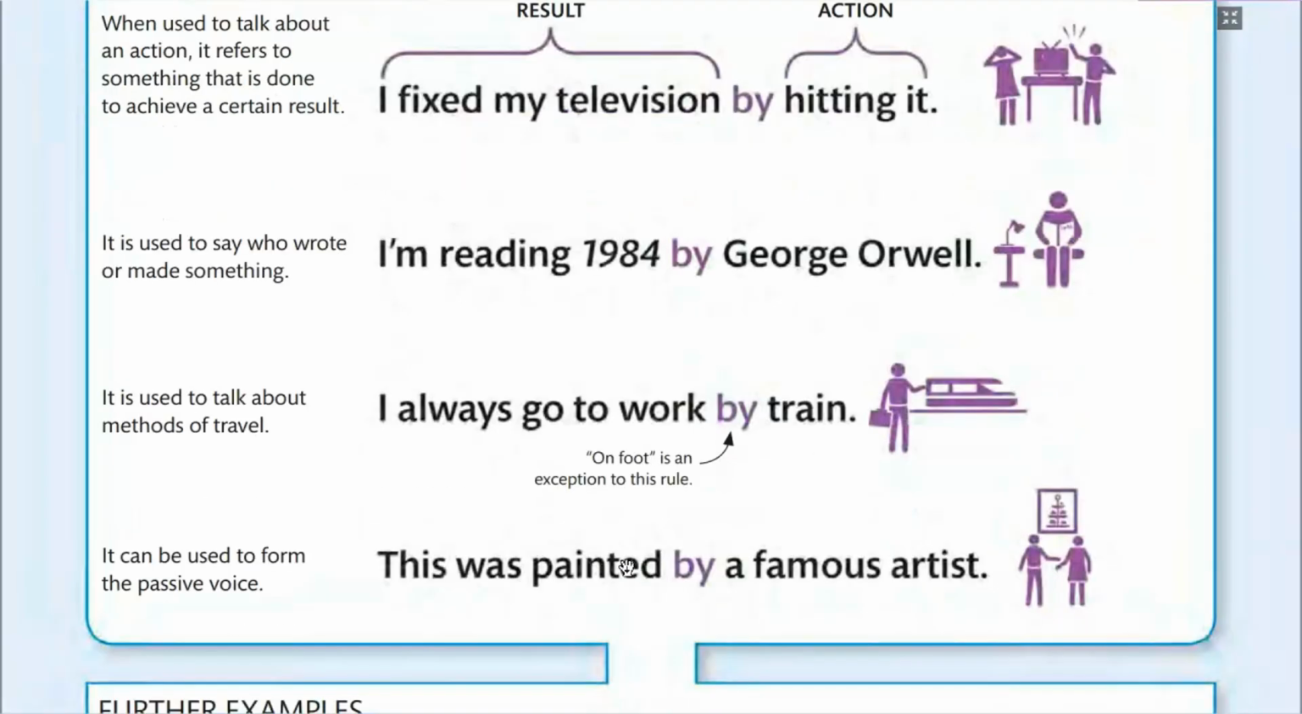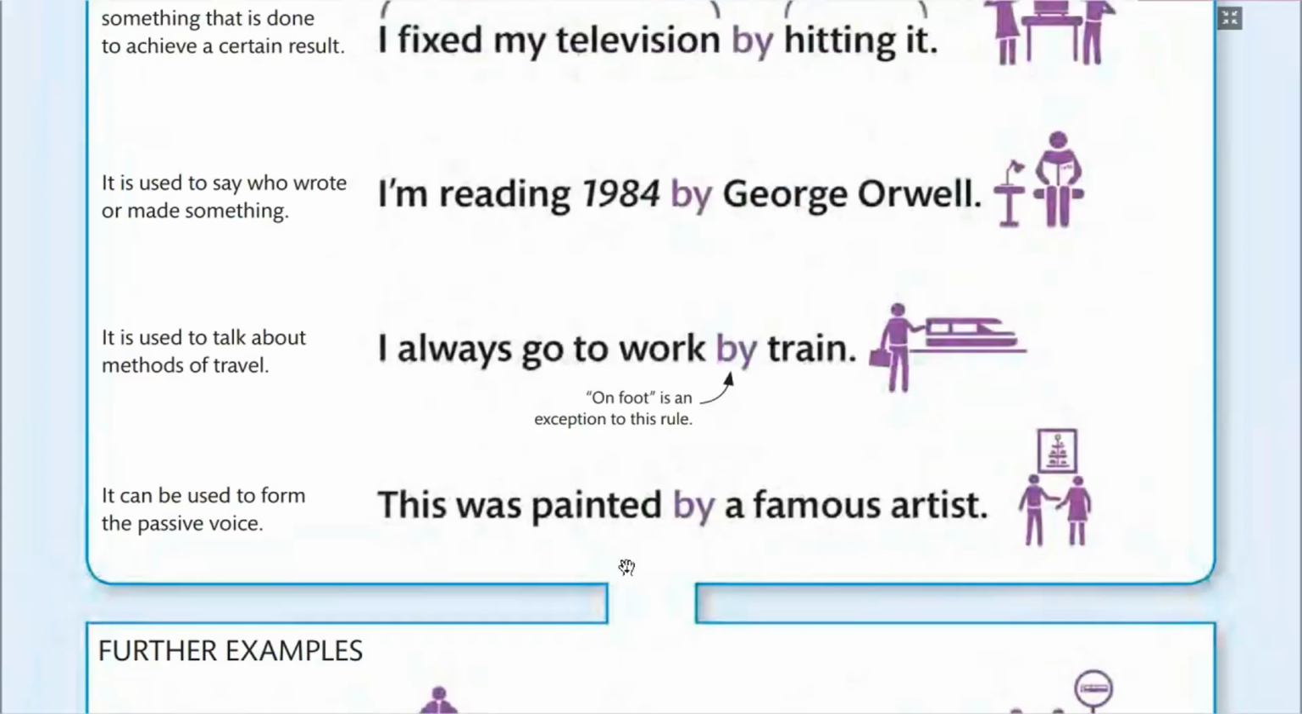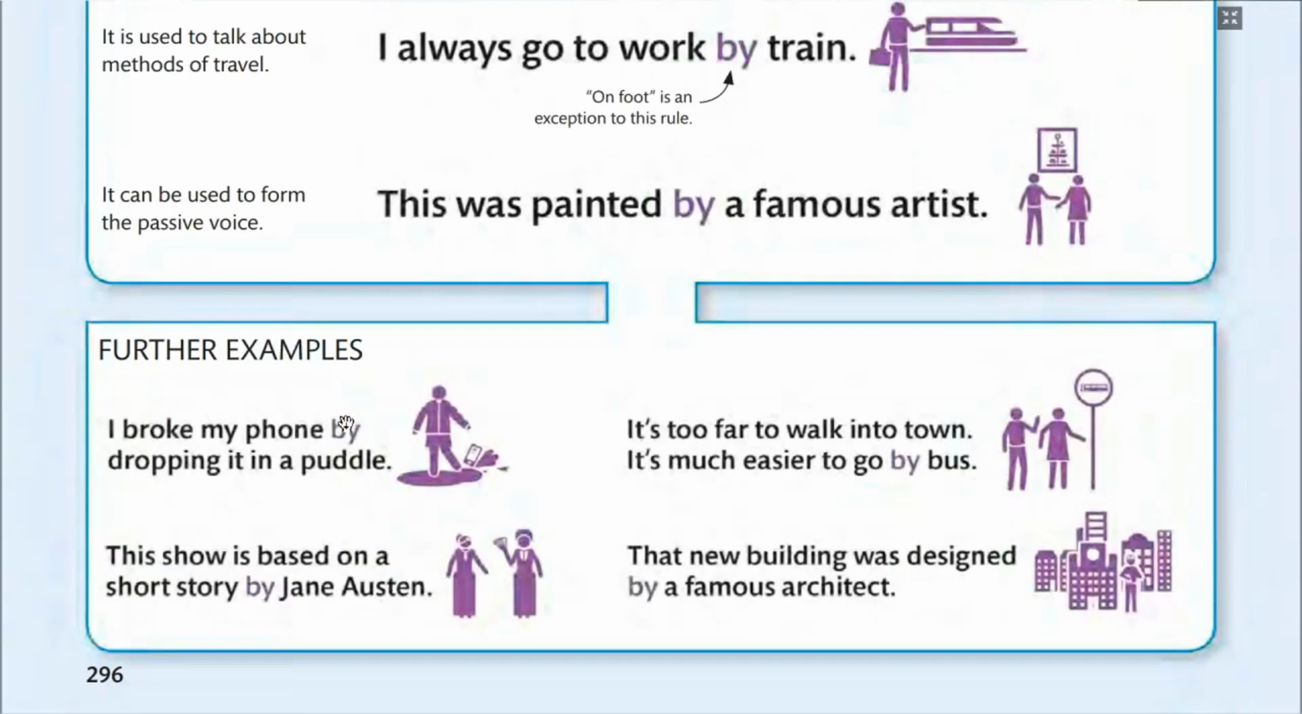It can also be used to form the passive voice. Yes, this one is very important. The passive voice is you bringing the object to the position of the subject and the subject to the position of the object. For example, this was painted by a famous artist. Now, the active voice of this sentence would be a famous artist painted this. But you now want to turn it to passive, so this was painted. In order to now introduce the subject, you need that by, so we use by to form the passive voice.